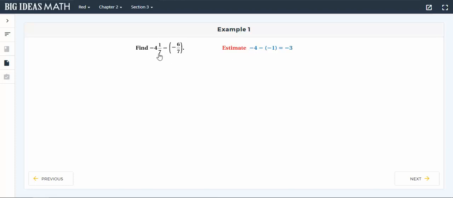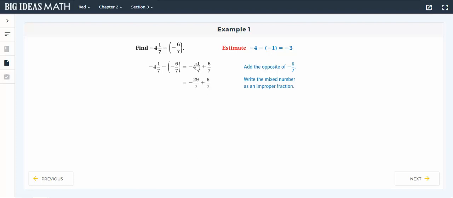So this is really close to just -4 because that's not much more, but this one's really close to a -1. So -4 minus a -1, if I add a line and change the sign, would be -3. So we're going to do that. We're going to add a line and change the signs. We got -4 and 1/7 plus 6/7 instead of minus the negative.